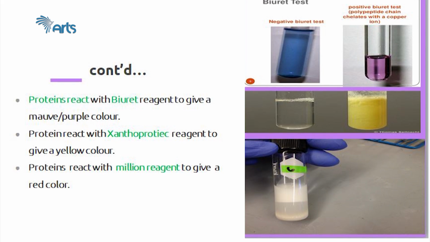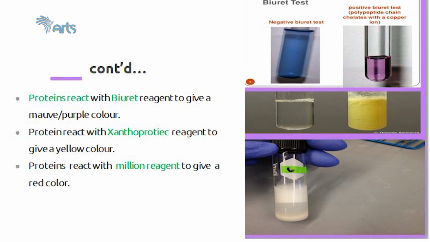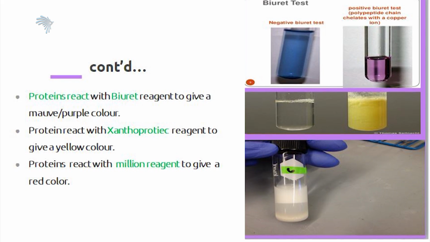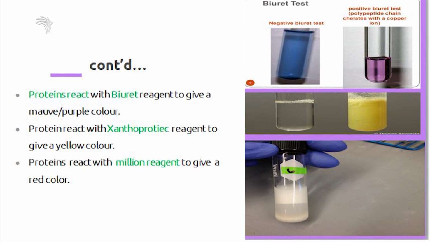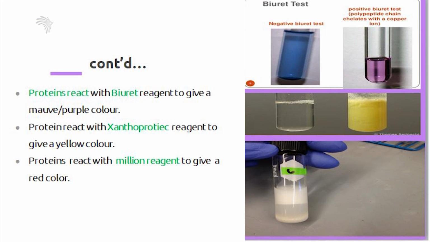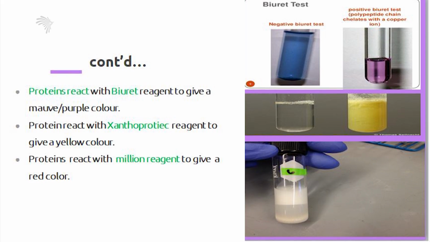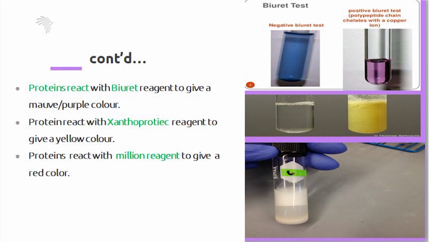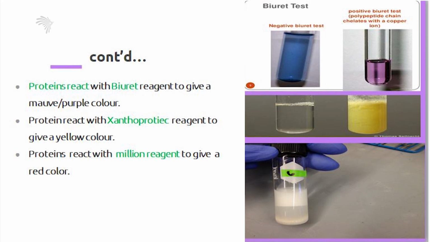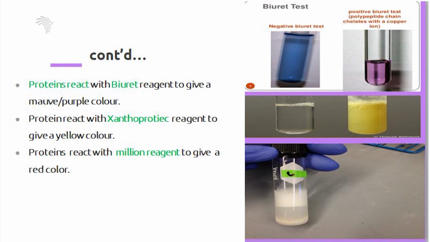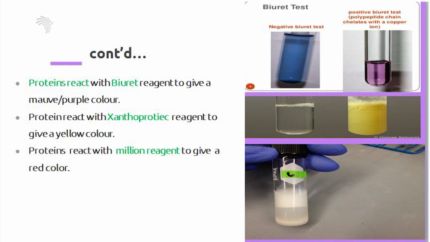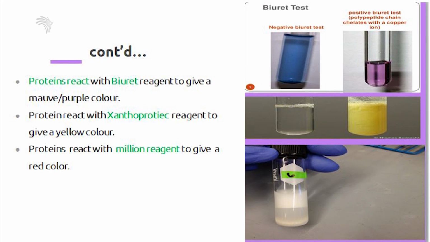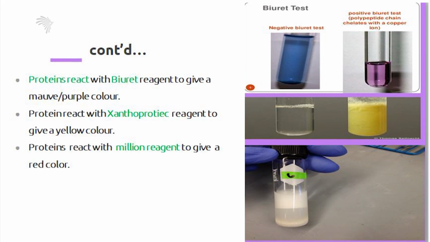There are different tests available for protein: the biuret test, the xanthoproteic test, and Millon's reagent test. So three tests are there. The first one, the biuret test, uses biuret reagent. The protein sample is taken, like egg albumin, the white of the egg. When it reacts with the biuret reagent, it gives a mauve or purple color. That is a confirmatory test. In the xanthoproteic test, when protein exists in a certain foodstuff, a yellow color is a confirmatory test. And with Millon's reagent, a red color is a confirmatory test for protein.